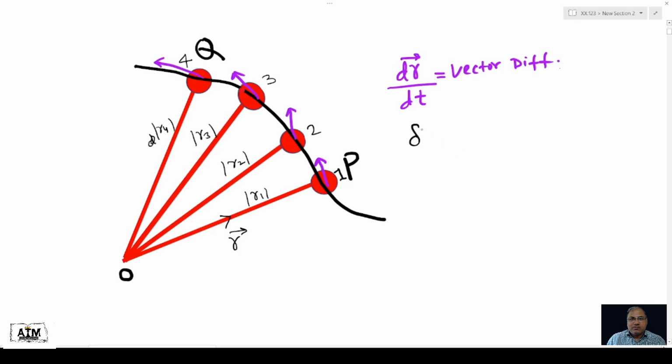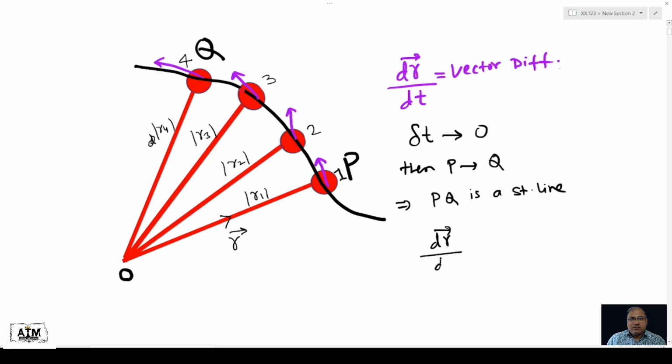For smaller duration of time, if delta t equals to 0, then the point P approaches point Q, implies PQ becomes a straight line, is almost a straight line. Therefore, dr by dt we can assume as a velocity vector.